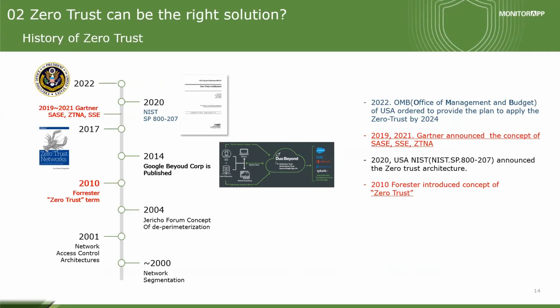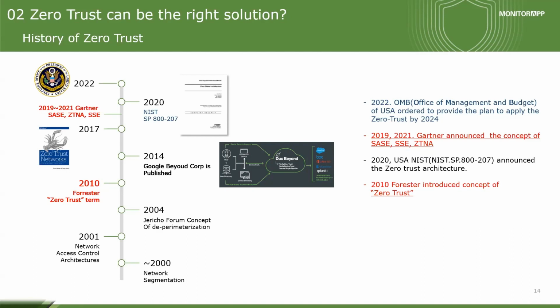So here is the history of zero trust. In 2010, Forrester first introduced the concept of zero trust. Then in 2019 and 2021, Gartner announced the concepts of SSE and others to implement the zero trust concept. And last year, the OMB, the Office of Management and Budget in the USA, ordered agencies to provide a plan to apply zero trust by next year.